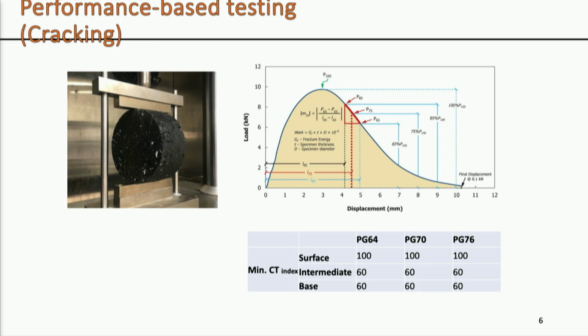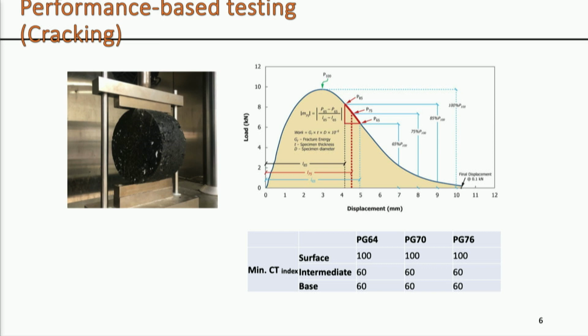And there are different tests which have been proposed, and Oklahoma decided to move forward with what's called the ideal CT test. It was developed at Texas A&M. And that test looks at a parameter. So it's just a cracking test.